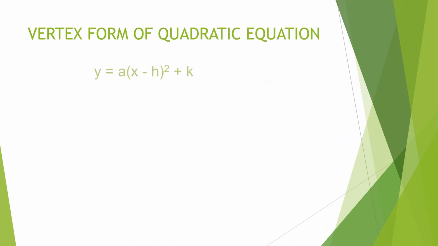Let us now proceed to the vertex form of the quadratic equation or quadratic function, and that is y equals a times the quantity x minus h raised to the second power plus k, wherein the vertex is denoted by (h, k), and the axis of symmetry is x equals h.